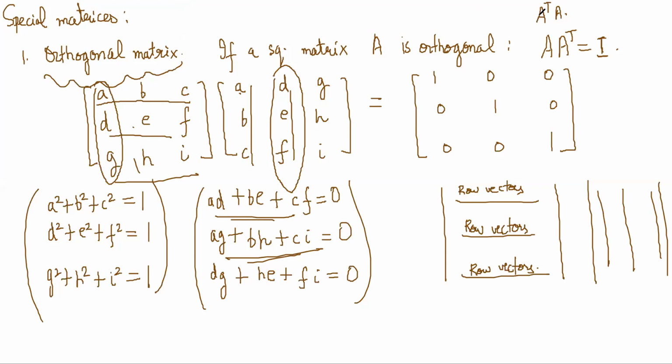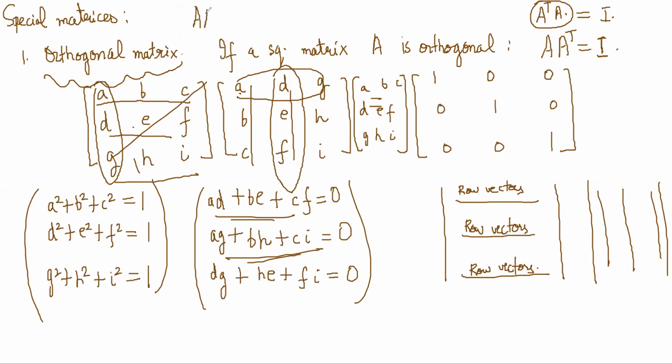Then you'll get A square plus D square plus G square. So instead of writing this here, I will write this here, so you'll get A, B, C, D, E, F, G, H, I. In this case, you'll get this into this, A square plus D square plus G square. In this case, you are getting column vectors if you wrote it like this. So I'm thinking that A transpose A and A A transpose are the same.